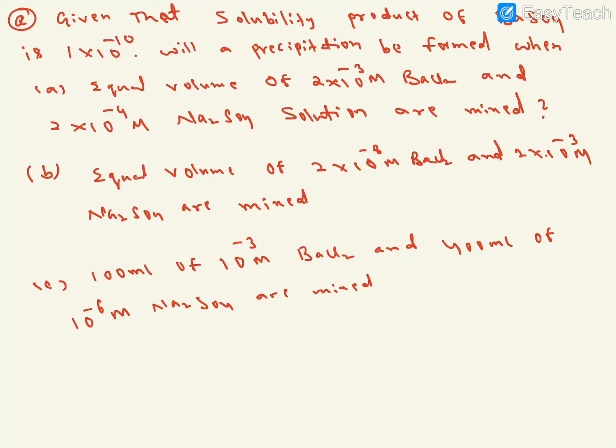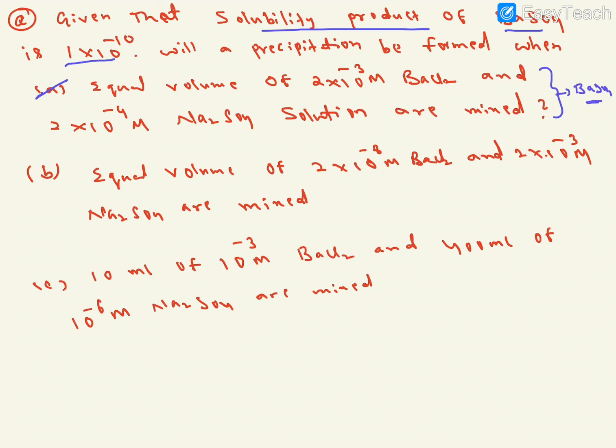So next, a model question here. It covers the maximum of the relation between ionic product and solubility product. Let us discuss this question. In the first question, they are giving the solubility product of barium sulfate as 1 into 10 to the power of minus 10, right? Will a precipitate be formed when equal volumes of 2 into 10 to the power of minus 3 molarity barium chloride and 2 into 10 to the power of minus 4 molarity sodium sulfate solutions are mixed?